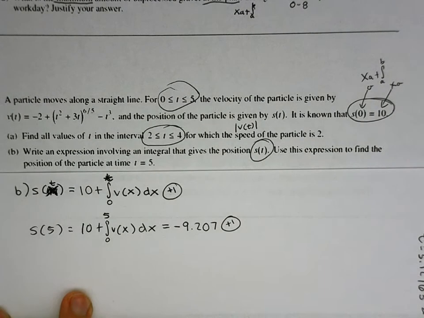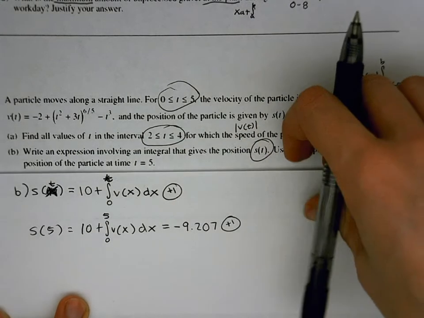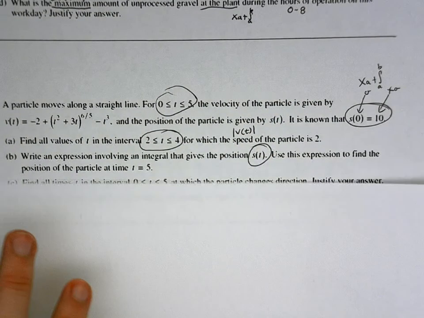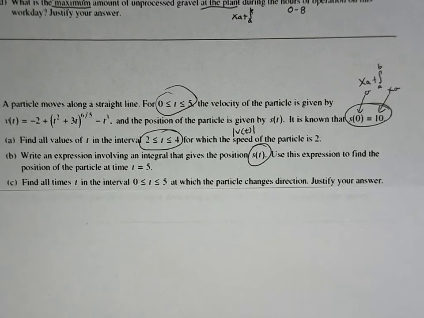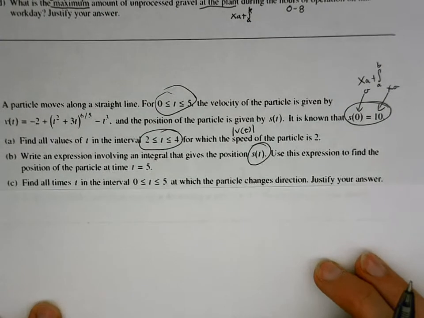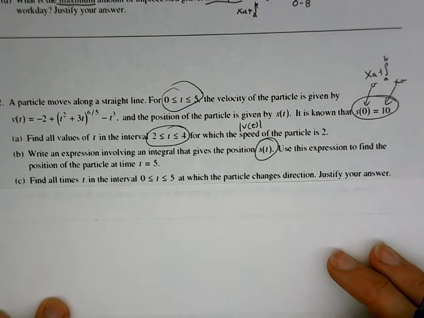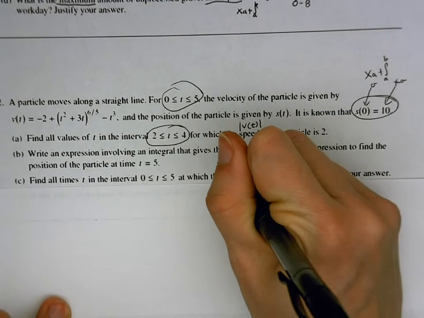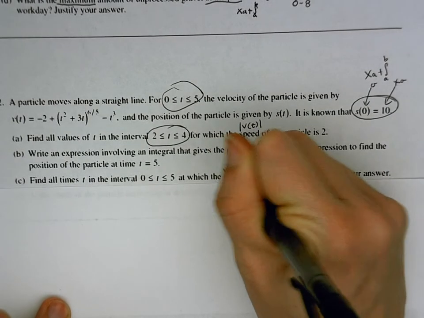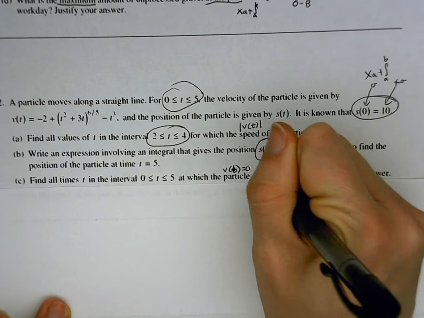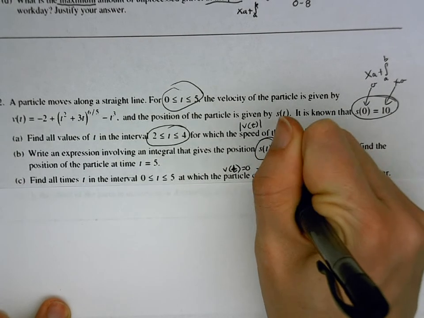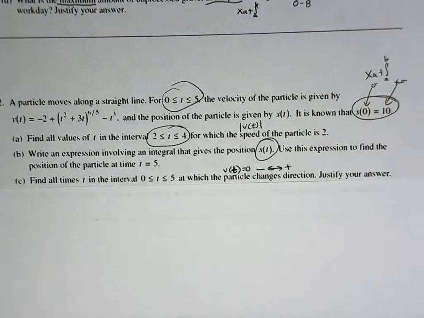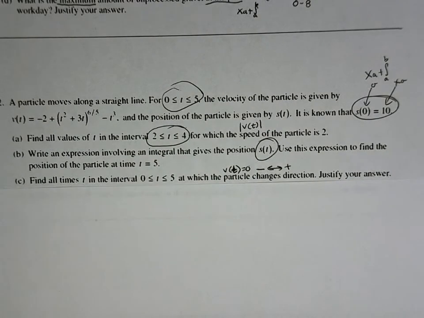Again, showed up on your quest. So, okay, C. C says, find all times in the interval 0 to 5 at which the particle changes direction. Justify your answer, right? Okay, so you're thinking, how does a particle change direction? Well, a particle changes direction if my velocity equals 0 and changes from negative to positive or positive to negative, right? Indicating that we've changed from going right to left or left to right. And then justify your answer. This one here was worth 3 points.